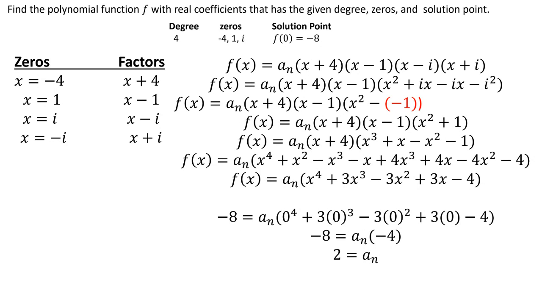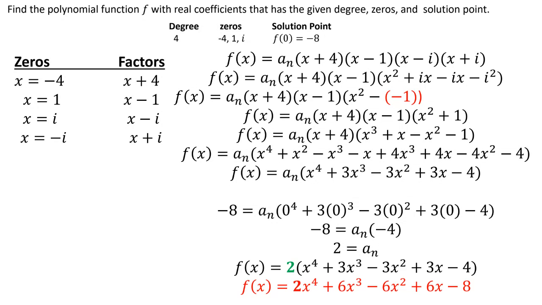So the polynomial with these characteristics, and if you can see, the degree is 4, that's the largest exponent, with these zeros and with this solution point, I just have to replace a sub n by 2. So I have to distribute this 2 to this long polynomial. When I do that, I'm going to get 2x to the fourth plus 6x cubed minus 6x squared plus 6x minus 8. Okay, so this is a very popular exam question. Hint, hint, hint.